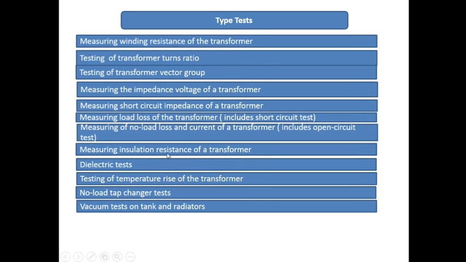Measuring insulation resistance of a transformer. Dielectric test. Testing of temperature rise of the transformer. No load tap changer test. Vacuum test on tank and radiator. In type test we have to do all these tests at factory.